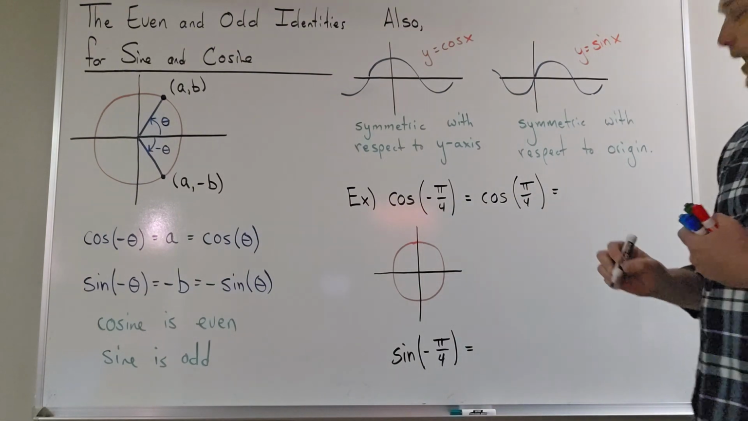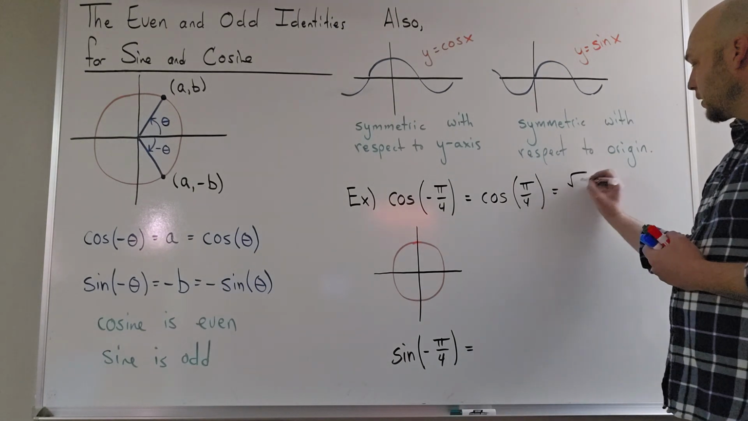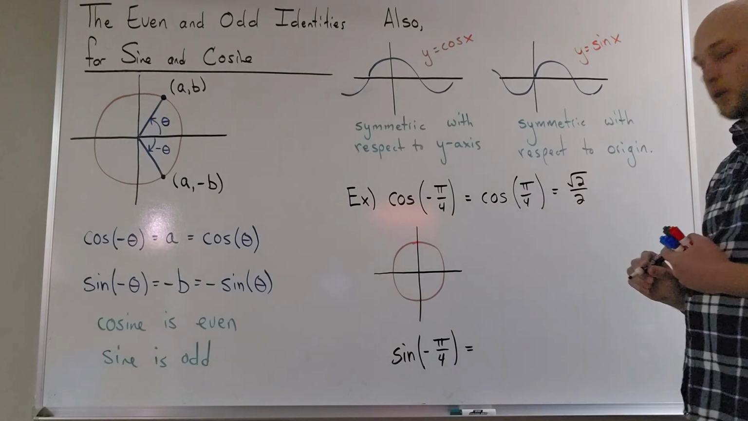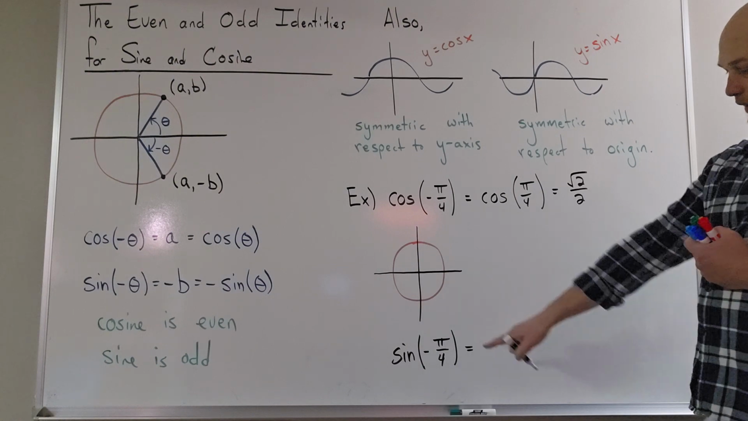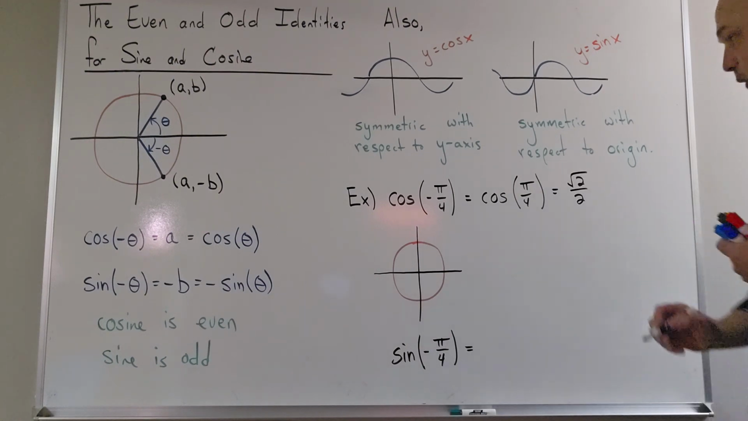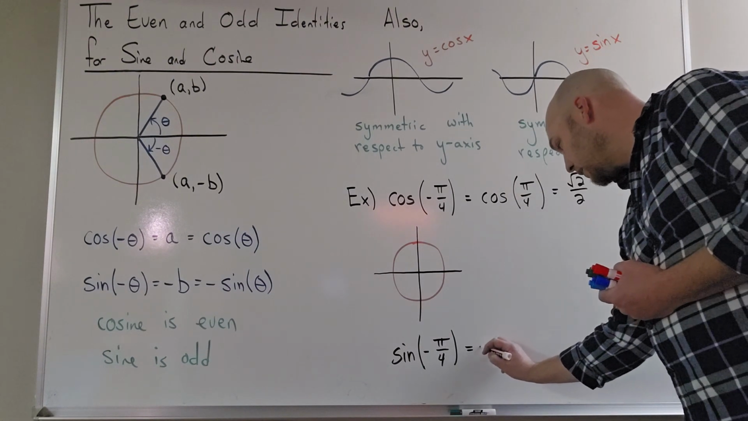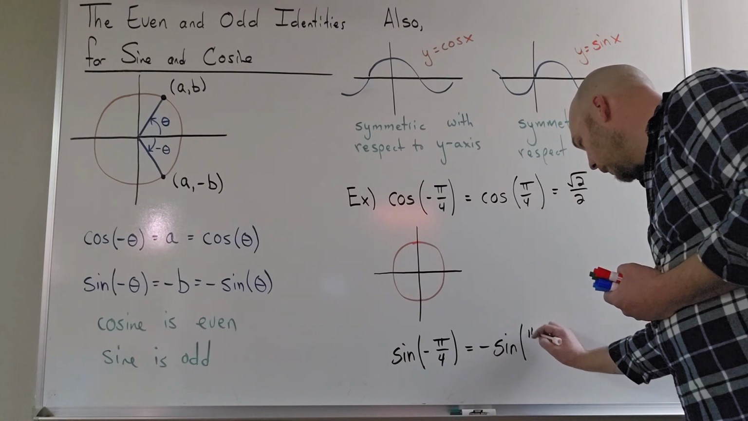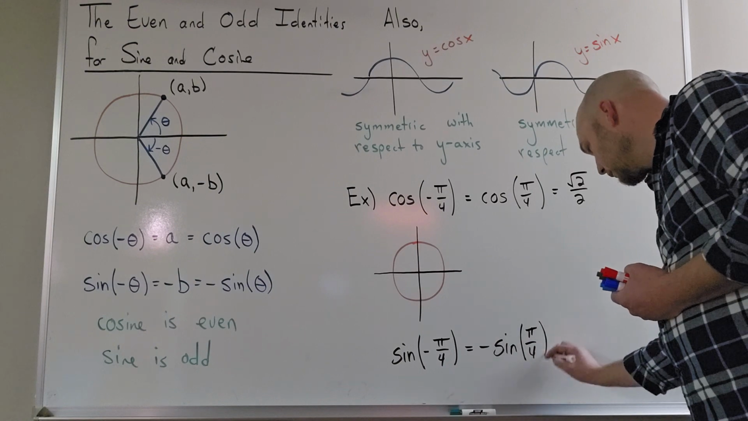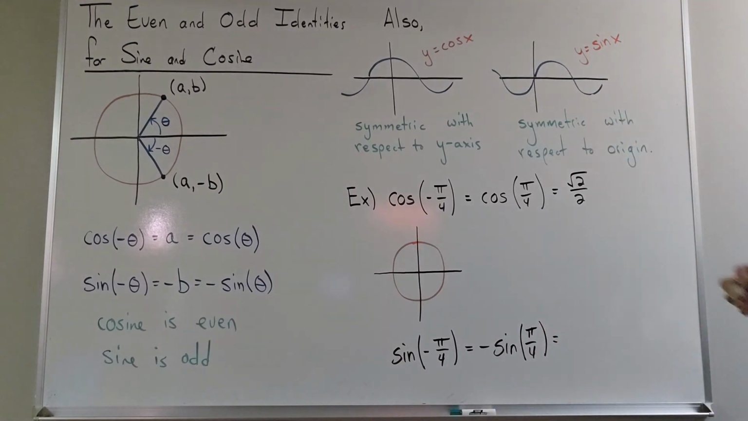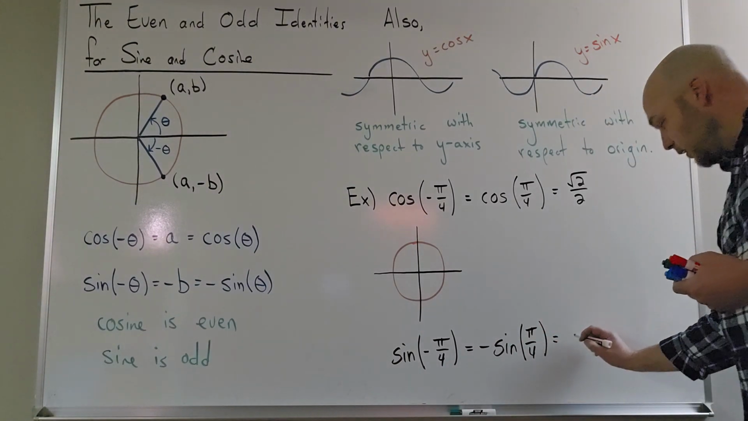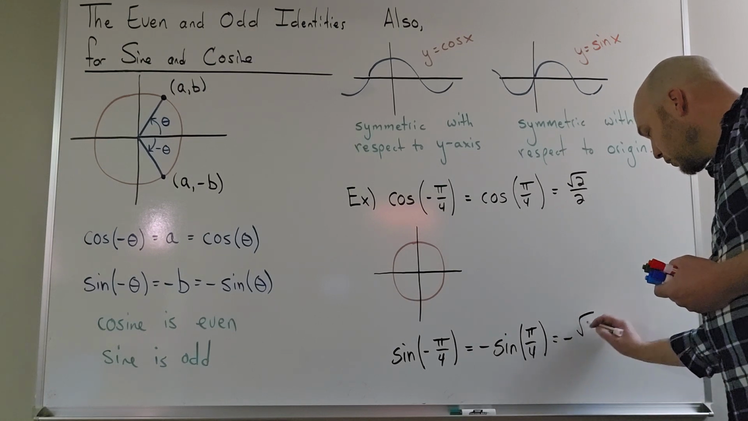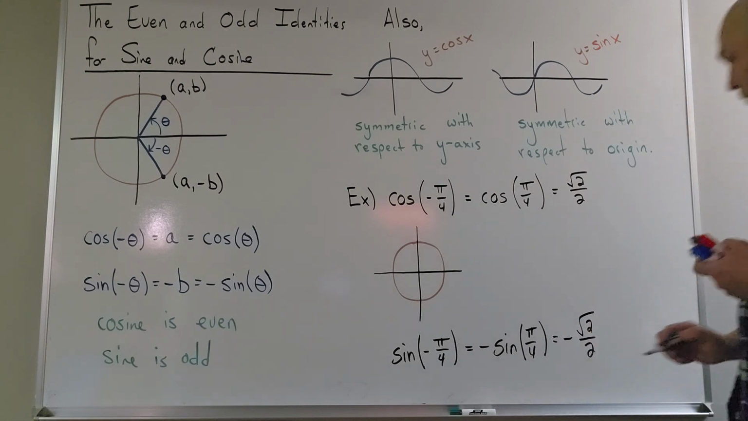That's one of our common angles in the first quadrant, which is root 2 over 2. On the other hand, if I look at the sine of negative pi over 4, this would be the same thing as negative sine of positive pi over 4. Sine of pi over 4 is also root 2 over 2. In this case, then we get negative root 2 over 2.